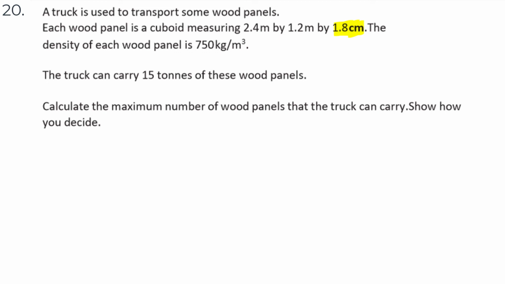So I think what we need to do is work out the volume of these panels first off. The measurements are here, aren't they? Now they're a cuboid, so the volume of a cuboid is just simply length times width times height, isn't it? The length is 2.4, the width is 1.2, and the height is 1.8 centimeters, which in meters is 0.018, because there are 100 centimeters in a meter. So 1 centimeter is going to be 0.01 of a meter.